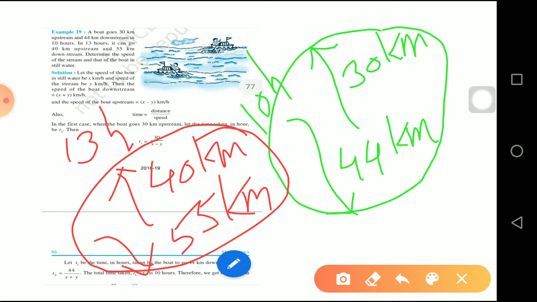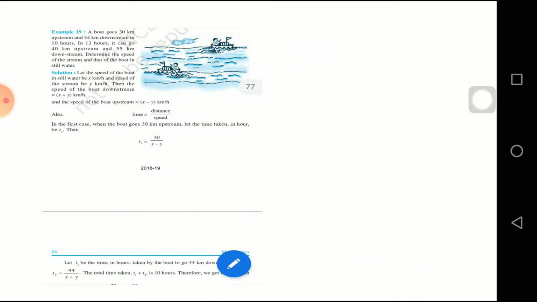What do we have to find? Speed of the stream, that is the speed of the flow of the water, and second, the boat's speed in still water. Suppose the water is not moving, the water is still. As you know, the formula: speed equal to distance by time.